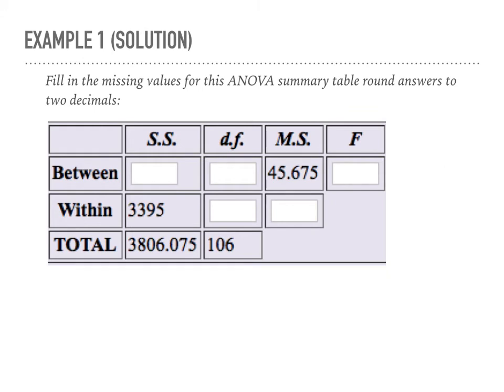So we can find the missing sum of squares between right away. And then we can find the degrees of freedom between. At this point, we're now able to find the degrees of freedom within. And now we can find mean of squares within. Finally, we're in a position to find F.